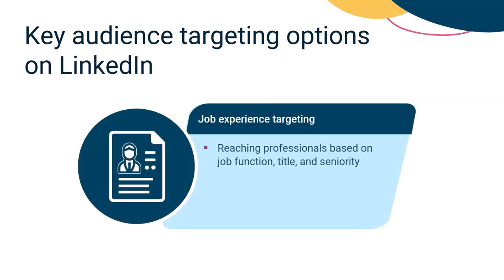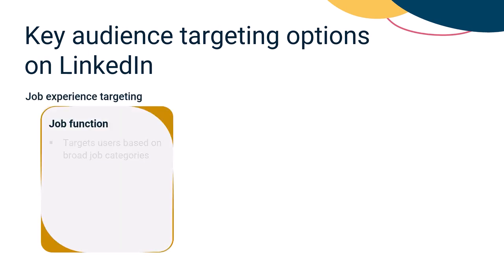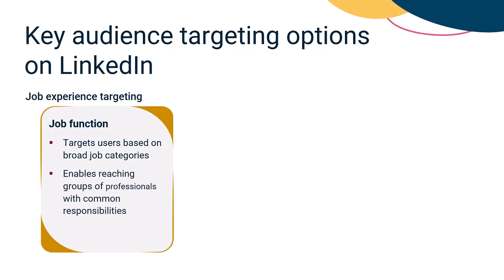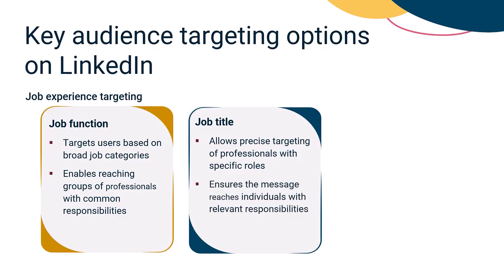Job experience targeting lets you reach professionals based on job function, title, and seniority level, so that ads are seen by those with the authority to make purchasing decisions. Job function targets users based on broad job categories like marketing, sales, HR, or IT, enabling advertisers to target groups of professionals who share common responsibilities. Job title allows precise targeting of professionals with specific roles, such as HR director or head of procurement. Using job titles ensures the message reaches individuals with the exact responsibilities relevant to the offer.